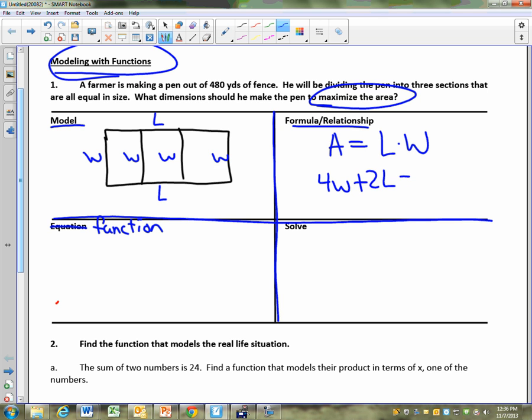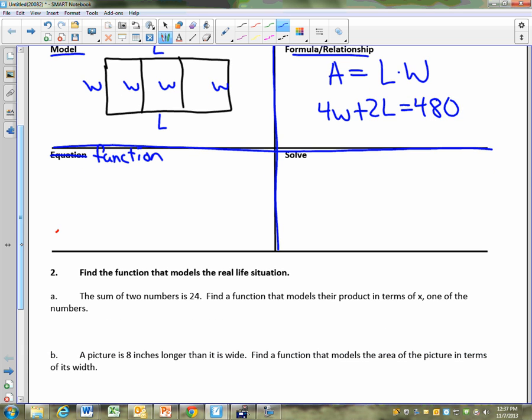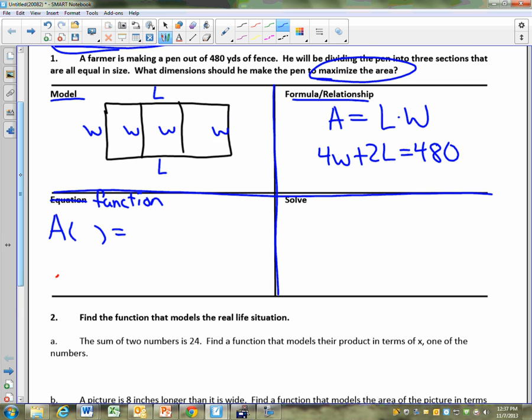Very good. If we add up all the W's and we add up all the L's, that's going to add up to the 480 yards of fencing that we need to use. So I have 2 equations here, and I have 2 variables. What we would like to do is take this information and write a function for the area in terms of a very specific variable. You're always used to seeing x on the inside there. We're going to name a variable that we would like to write a function for to solve this problem.